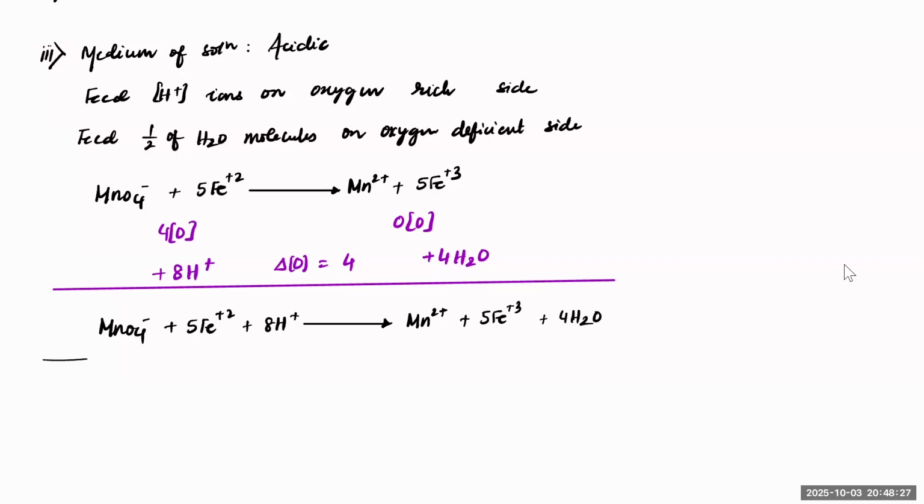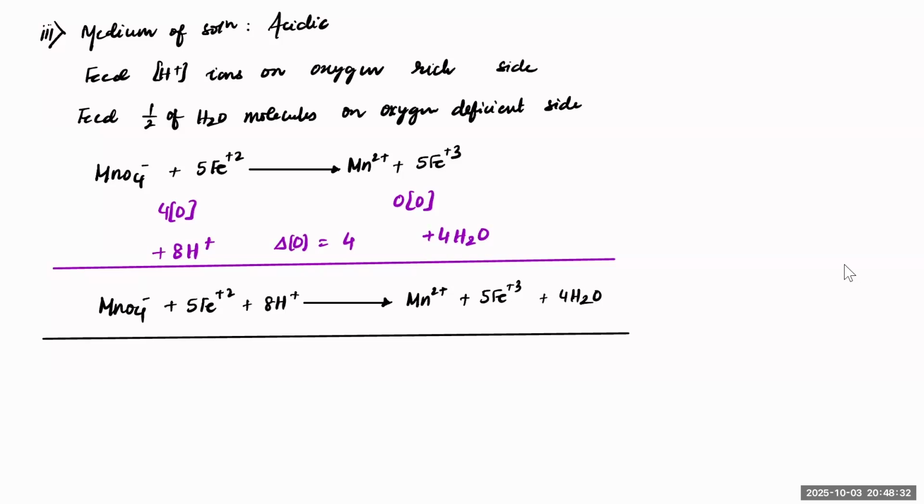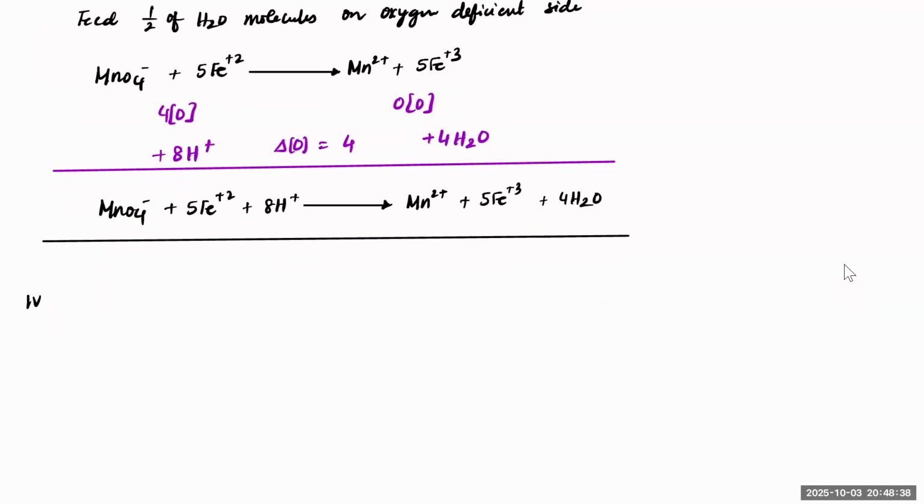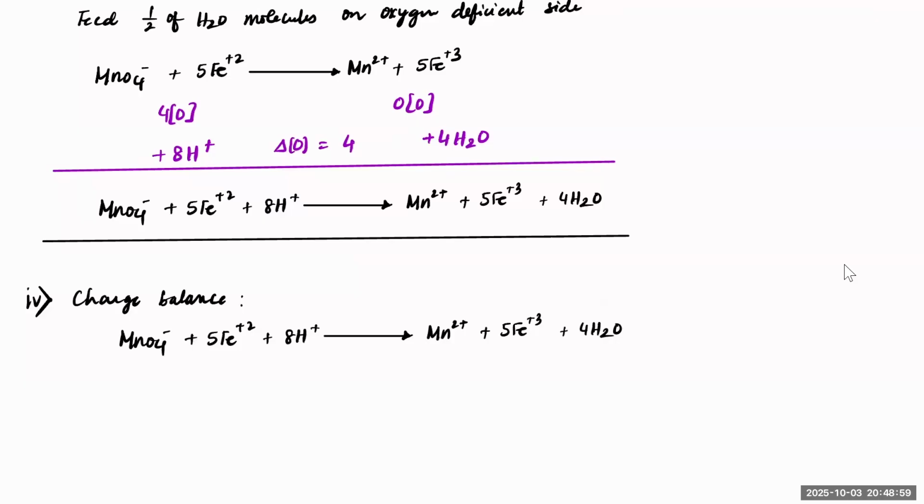Now this is called the balanced redox reaction. Whatever we have done is a balanced redox reaction. Now to verify whether this redox reaction is balanced or particularly correct or not, you do charge balance. Charge balance is figuring out how much is the charge on the left hand side and on the right hand side. The charge must always be equal when you are writing an ionic form.